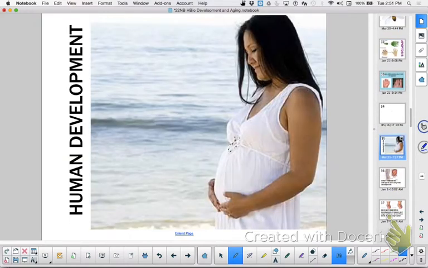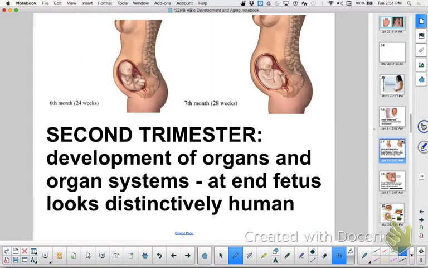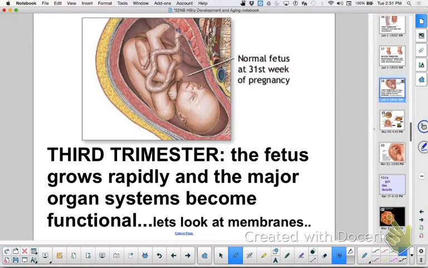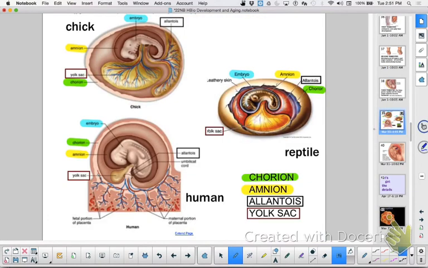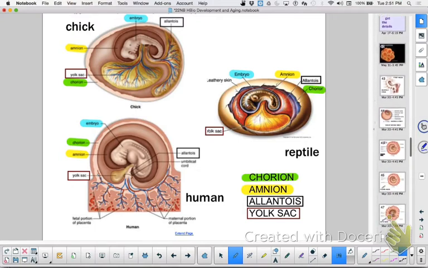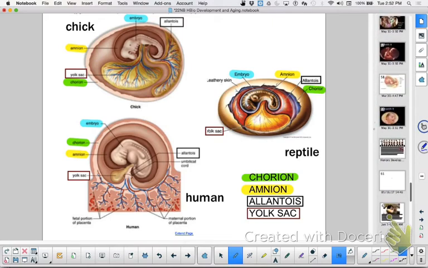And then we finished up with what you do after you're in a solid relationship for long amounts of time. You can have a baby. We talked about similarities in membranes, whether you're a reptile, a chicken, or a human. And then we went through some developmental stages. But I'm going to jump to the end.